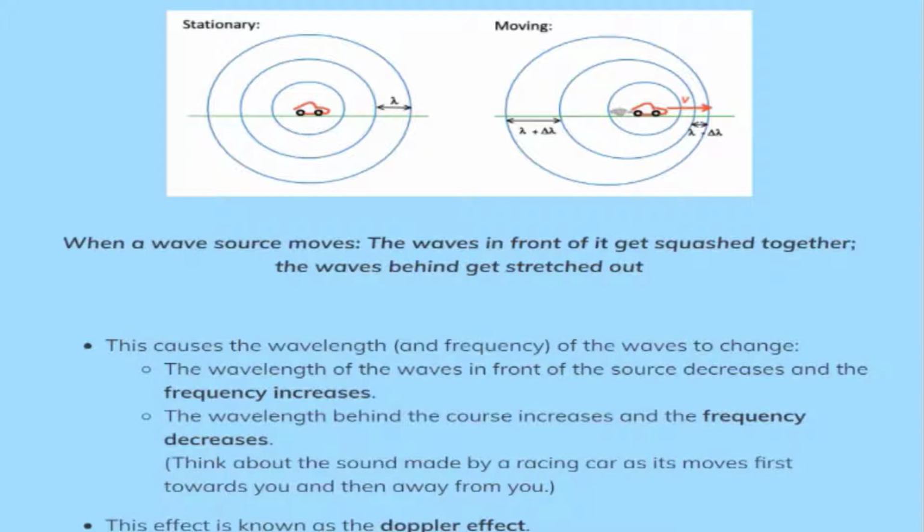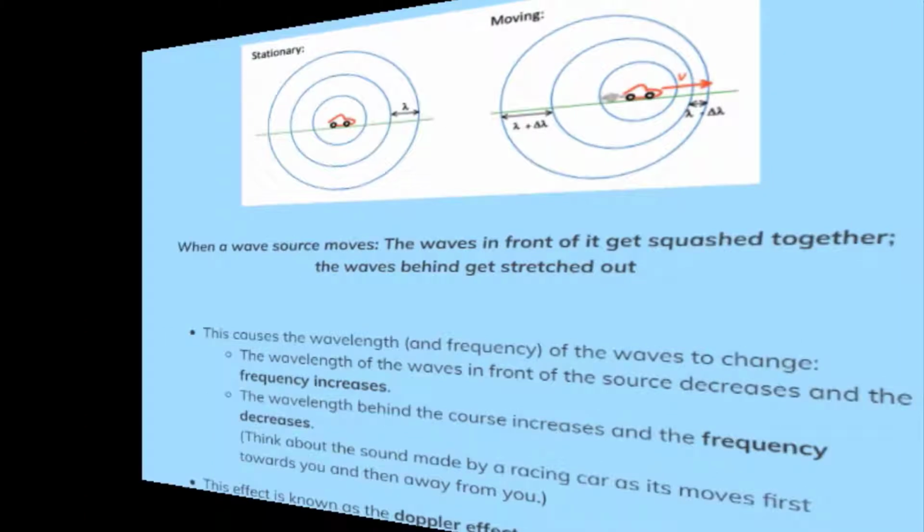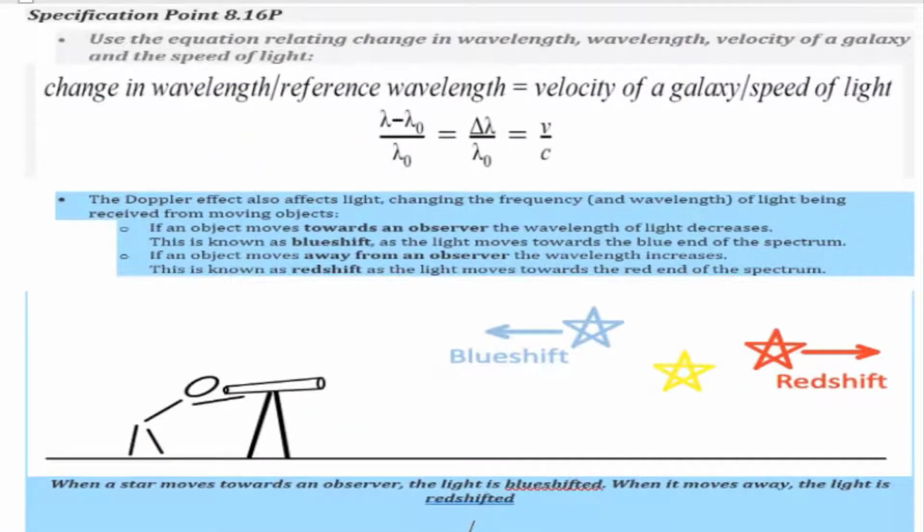The wavelength of the waves in front of the source decreases and the frequency increases. The wavelength behind the source increases and the frequency decreases. Think about the sound made by a racing car as it first moves towards you and then moves away from you. This effect is known as the Doppler effect. The Doppler effect also affects light, changing the frequency and wavelength of light being received from moving objects. If an object moves towards an observer, the wavelength of light decreases. This is known as blue shift, as the light moves towards the blue end of the spectrum.